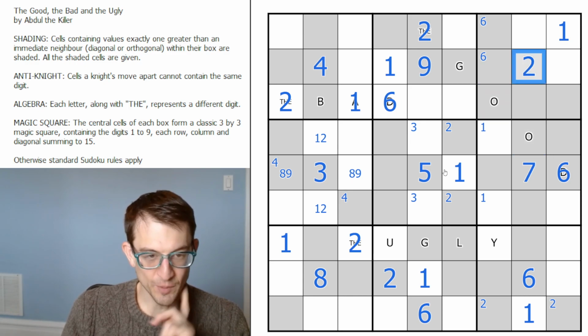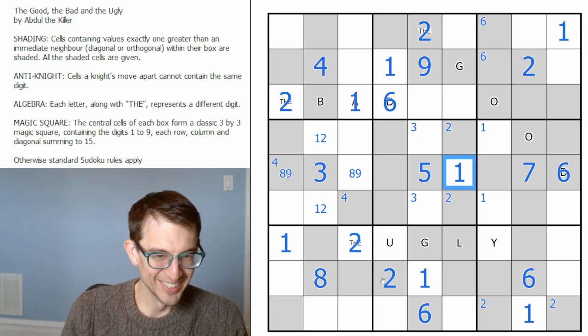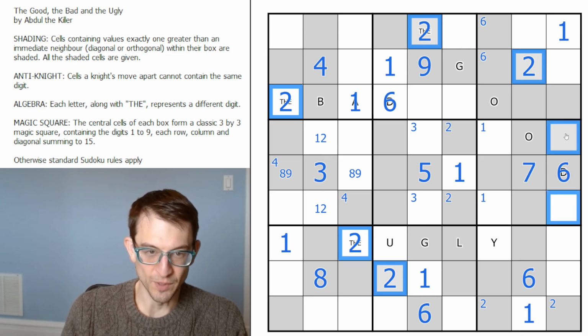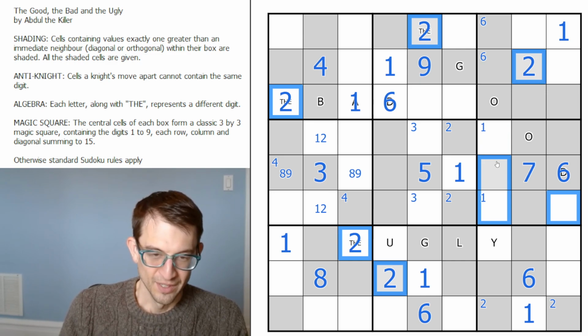Okay, let's go back to shading. Where do the 2's go? So, what 2's do I have left? Only this box is really left. So where can my 2 go in box 6? It's either one of these, but it can't be this one because it's shaded and not next to one of the ones. Or it can be any of those. It can't be here because that's a knight's move from a 2.